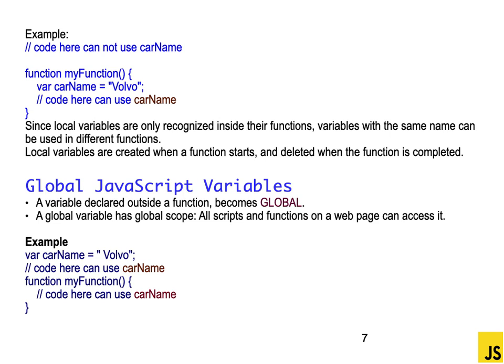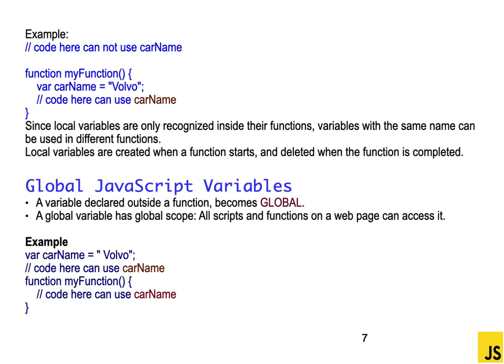Outside of this function, carName cannot be accessed because carName has a local scope, that is the function scope. Since local variables are only recognized inside their functions, variables with the same name can be used in different functions. Local variables are created when a function starts and deleted when the function is completed. So all these things are about local JavaScript variables.